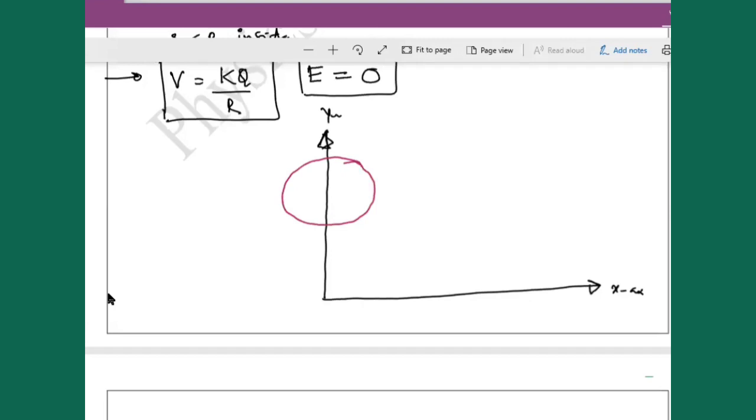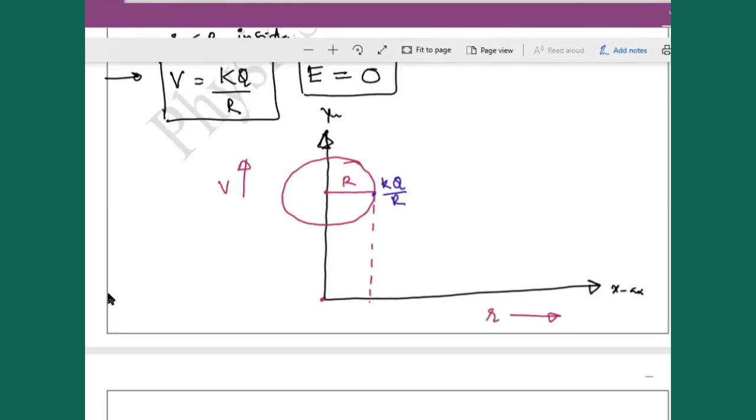Now V is the potential on the y-axis, and small r is the distance along the x-axis. If I want to plot the graph, this is the center. At the center also there is a potential, that is kQ by R. I'll draw one line, it's nothing but radius R. Now see, on the surface it is kQ by R.